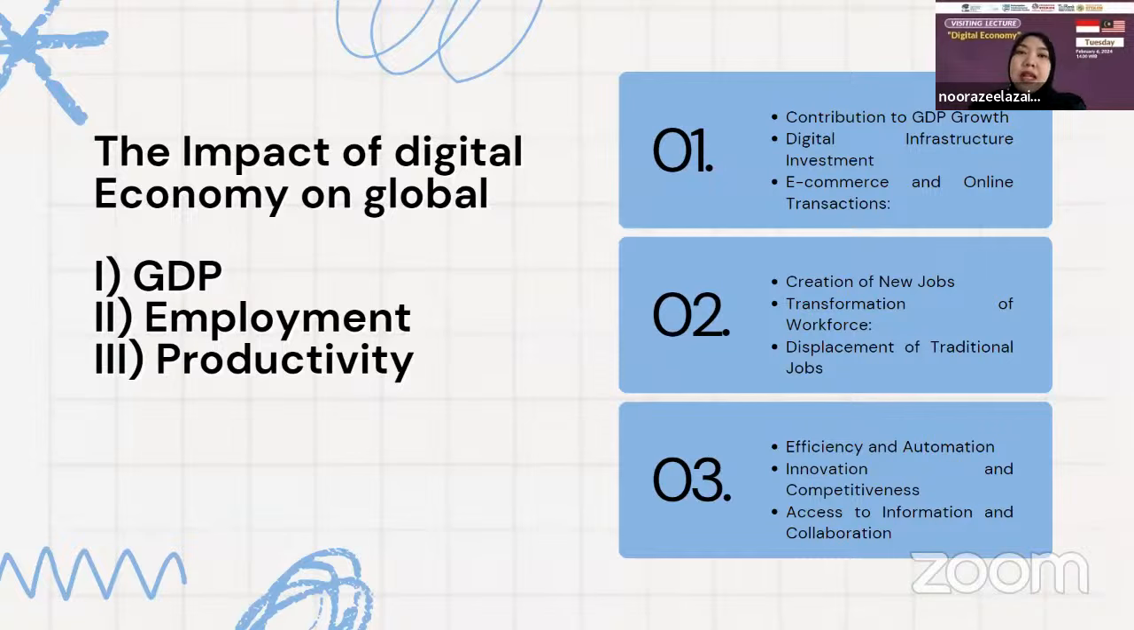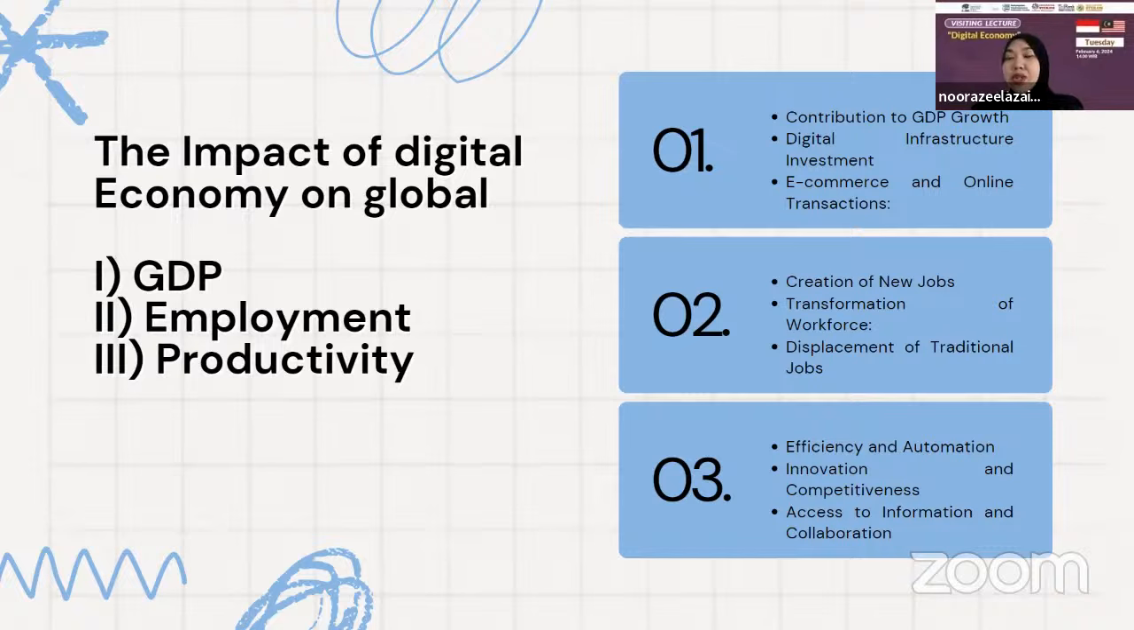And the third one is the impact on productivity. First, efficiency and automation. Digital technology improves productivity by streamlining business processes, automating repetitive tasks, and enabling data-driven decision-making. This leads to cost savings, higher output per worker, and improved operational efficiency across industries.